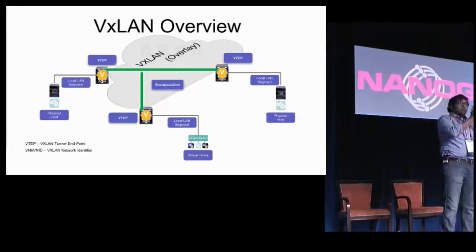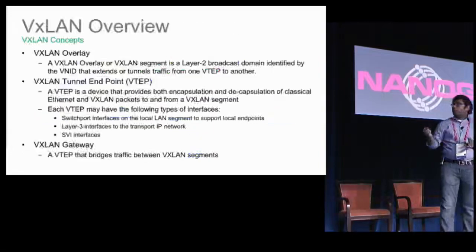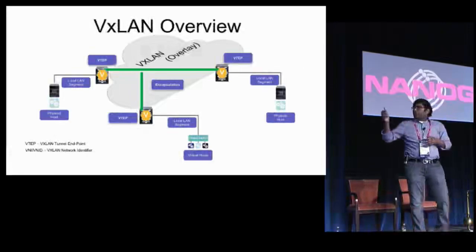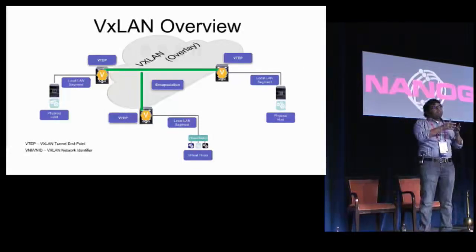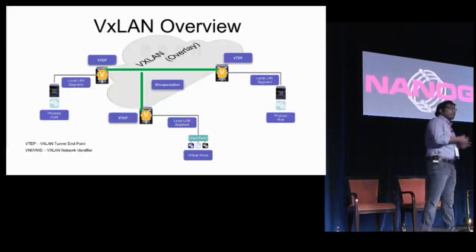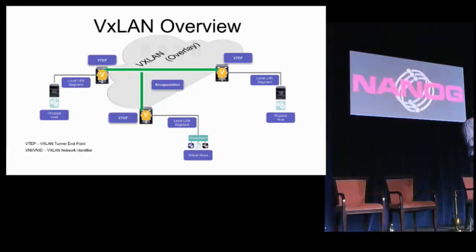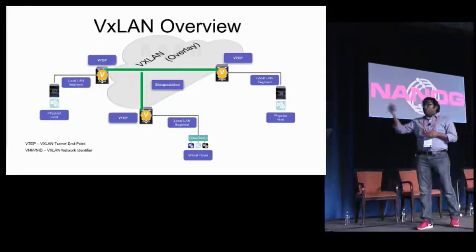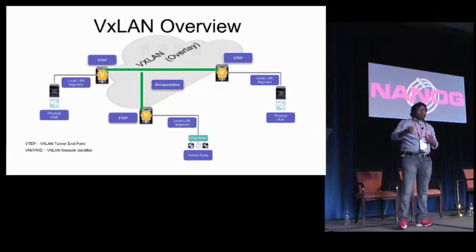So your IP packet, before we move on to how the packet format looks: you have your regular packet from the CE device or the end host, which is then encapsulated in a VxLAN packet, similar to what you have with GRE, and then transmitted over to the remote endpoint where it's decapsulated again and forwarded to the other LAN segment where you actually want to send the packet.